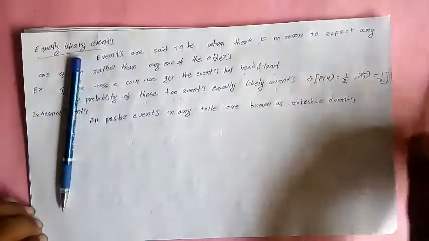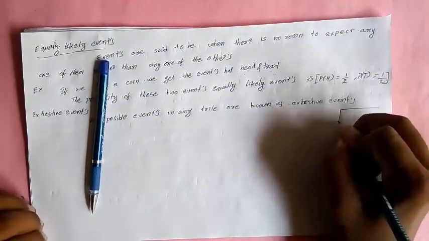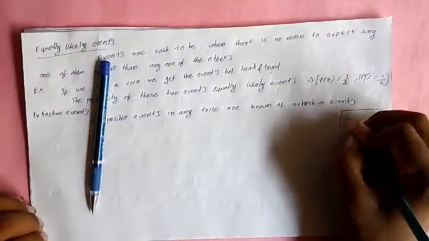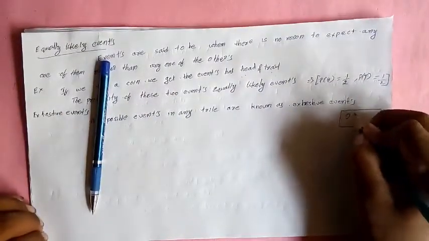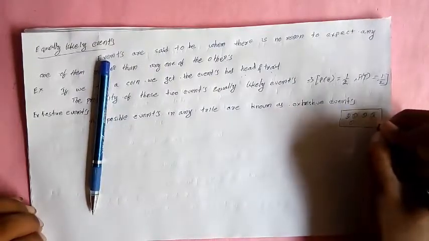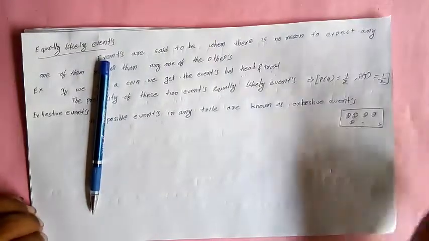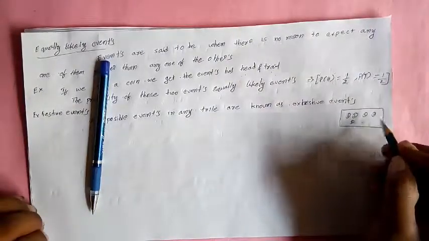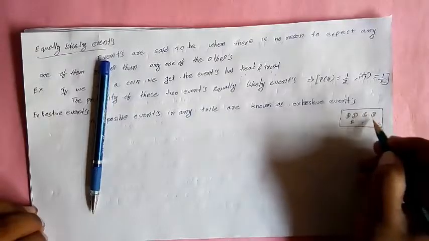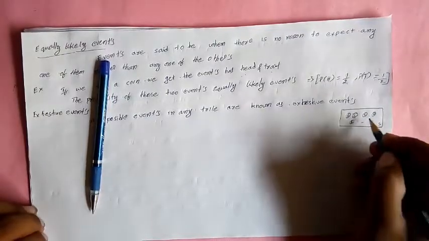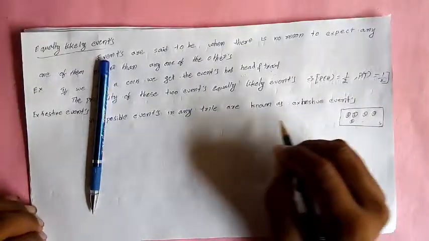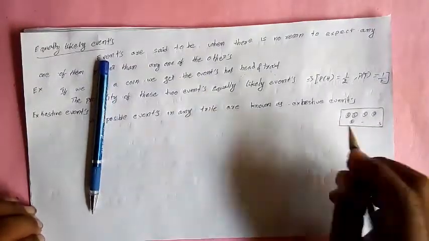Suppose we take a sample space. In this, assume that there are a number of events like A, B, C, D, and E, etc. All possible events in a trial are known as exhaustive events, because these are exhaustive within this trial. So we are calling them exhaustive events.